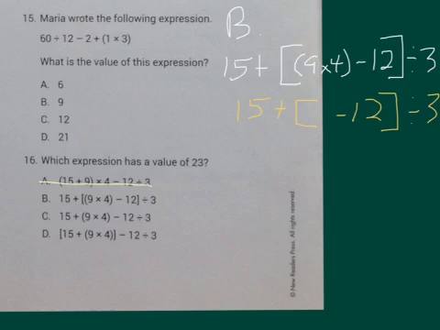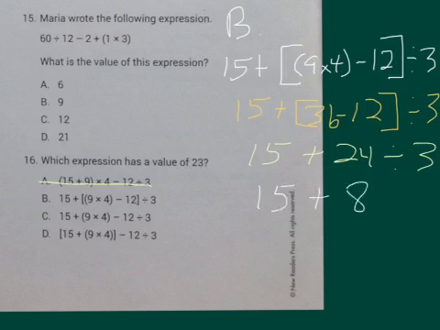Okay, so we're going to look inside our brackets. We actually have parentheses. So we know that 9 times 4 is going to be 36. So we're going to say 36 minus 12 is going to give us 24. So we're going to have 15 plus 24 divided by 3. And then 3 divided by 24 is going to be 8. So all we got left is 15 plus 8 is going to be 23. So B is our answer. We don't have to work anymore. It's B.